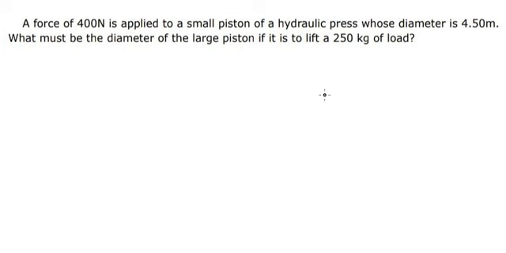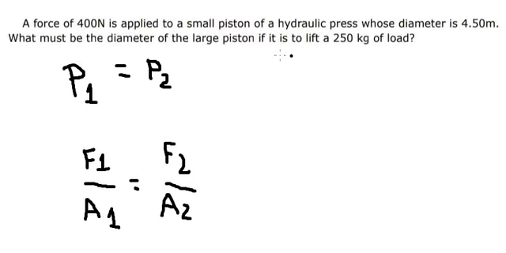So now I want to show you how to answer. The first thing we need to know is that we have P1, the pressure of the small piston, equal to P2, the pressure of the large piston. So the formula of pressure is F1 divided by the area A1 equals the force F2 divided by the area A2.